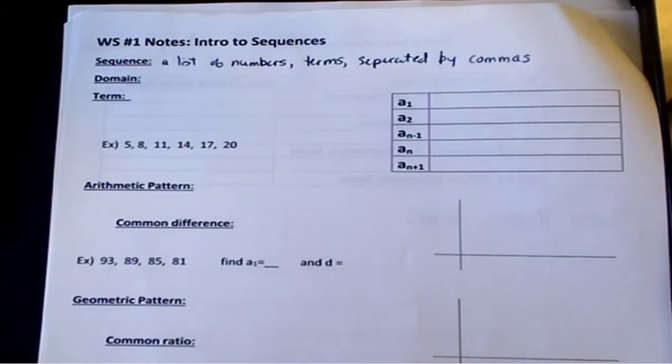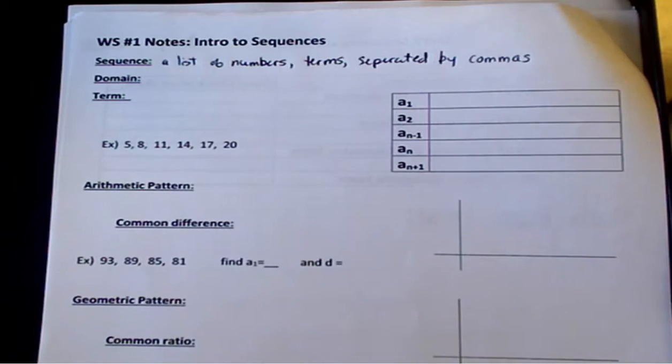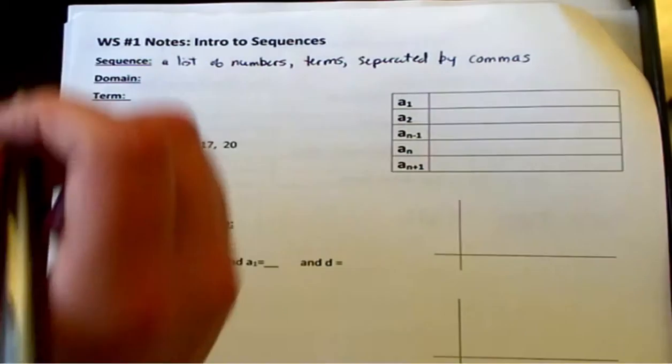One thing that is different from this unit, from all the other units, is the domain. It's not a continuous domain. The domain is whole numbers. Okay? 1, 2, 3, 4. It's a list of numbers, and so there's no in between. You have the first term, second term, the third term.